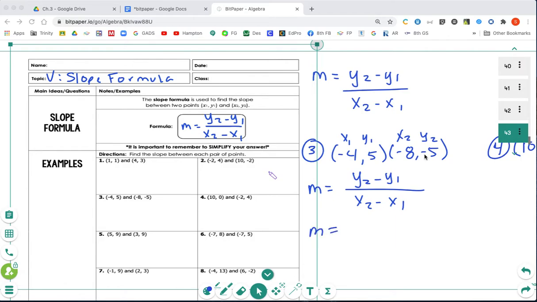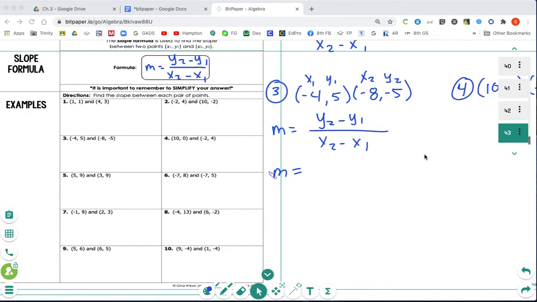M equals, substitution step, my y2 is negative 5. My y1 is 5. My x2 is negative 8 minus my x1, which is negative 4.